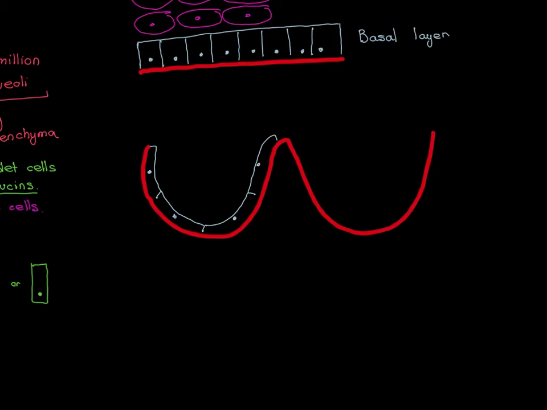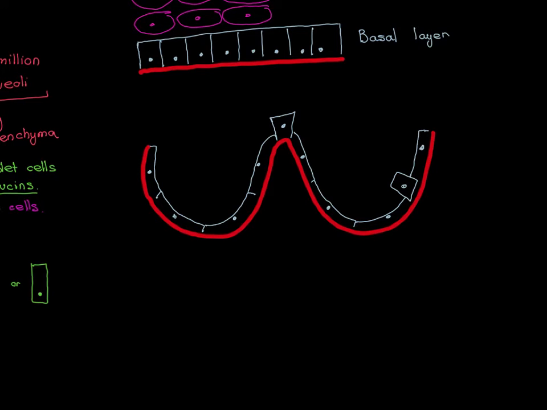Now let me put in a type 2 pneumocyte, which is cuboidal, like so. So here is a type 2 pneumocyte, then we'll have another type 1 pneumocyte, and most of the surface area of alveoli are coated by type 1 pneumocytes, which are these squamous ones, like so. But I'll put in another type 2 pneumocyte here, and then we'll have another type 1 pneumocyte here. Okay, so that finishes the epithelium here.